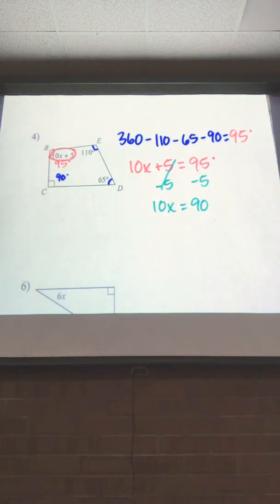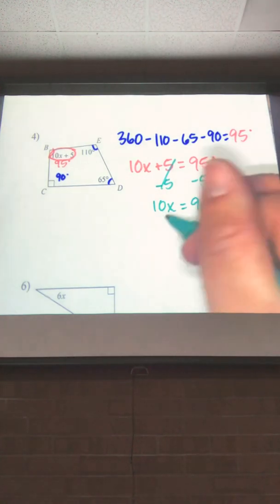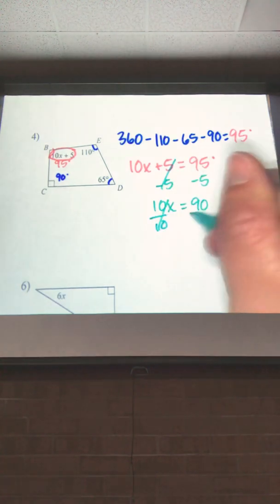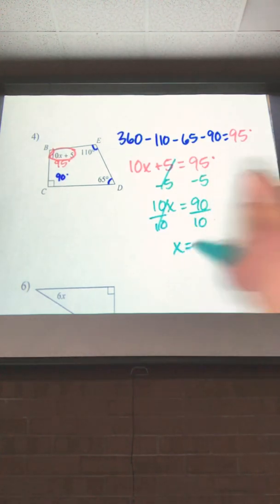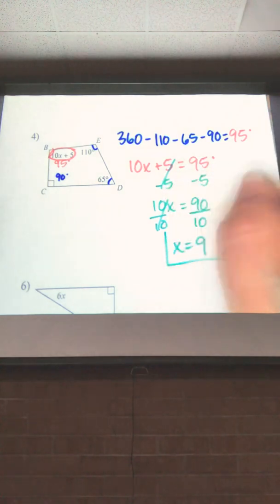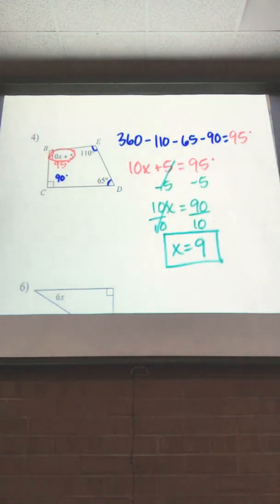Okay, we're still not quite done because we have a 10 attached. This is saying 10 times something equals 90. So the opposite of times by 10 is divide by 10 on both sides. And we know that x equals 9. Perfect.